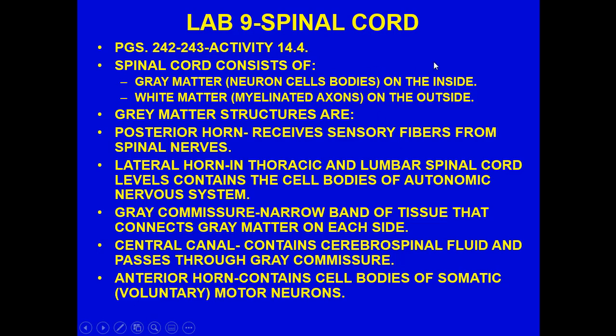The gray matter structures include the posterior horn, which receives sensory fibers from the spinal nerves, and the lateral horn, which is present in the thoracic and lumbar spinal cord levels, containing the cell bodies of the autonomic nervous system. The gray commissure is a narrow band of tissue that connects the gray matter on each side of the spinal cord. The central canal stands right in the middle, dead center in the gray commissure, and contains cerebrospinal fluid. And then we have the anterior horn, which contains cell bodies of somatic, that is voluntary, motor neurons.